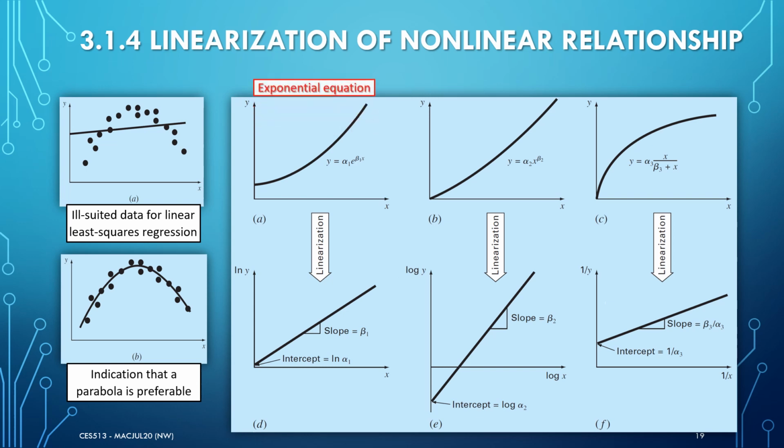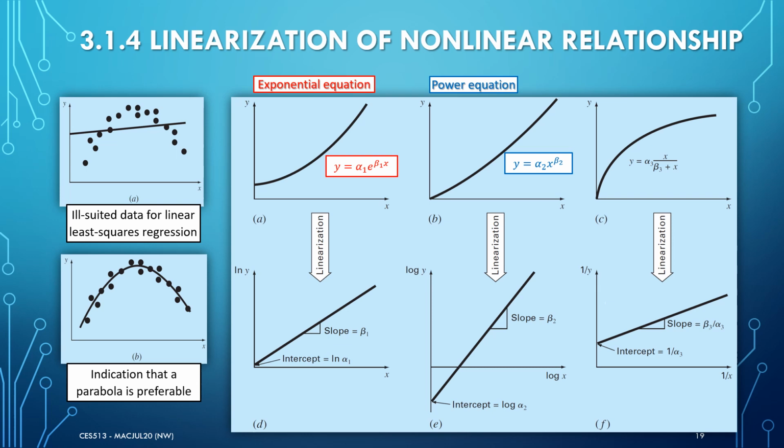The exponential model, where alpha 1 and beta 1 are constants, as depicted in figure A, represents a nonlinear relation between y and x. Another example of a nonlinear model is a simple power equation, where alpha 2 and beta 2 are constant coefficients. This model has wide applicability in all fields of engineering. As depicted in figure B, the equation is nonlinear.